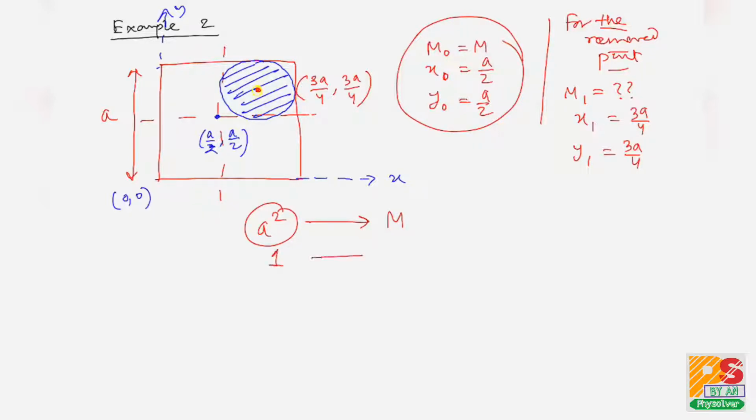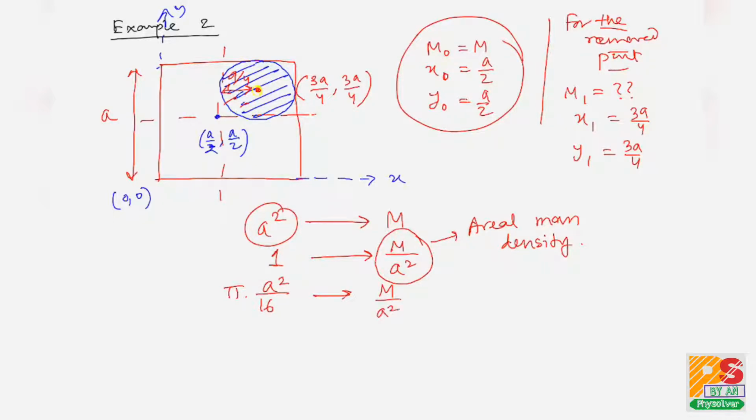Therefore mass of unit area is what? M by a square. You can call this quantity areal mass density, that is mass per unit area. Now what is the area of this circular plate? The radius of the circular plate is simple, a by 4, right or wrong? Therefore area of the circular plate is pi into a square by 16.